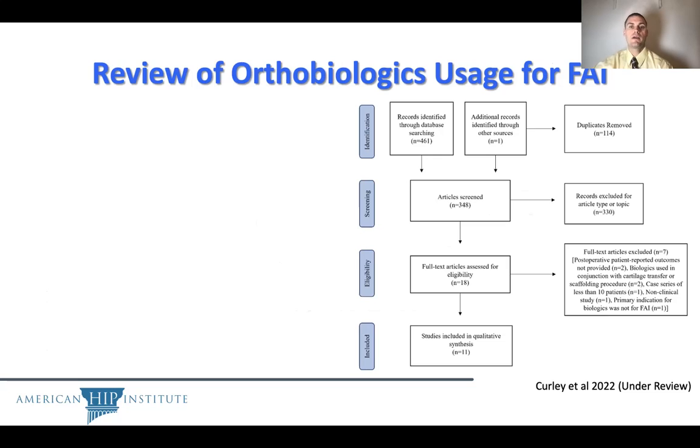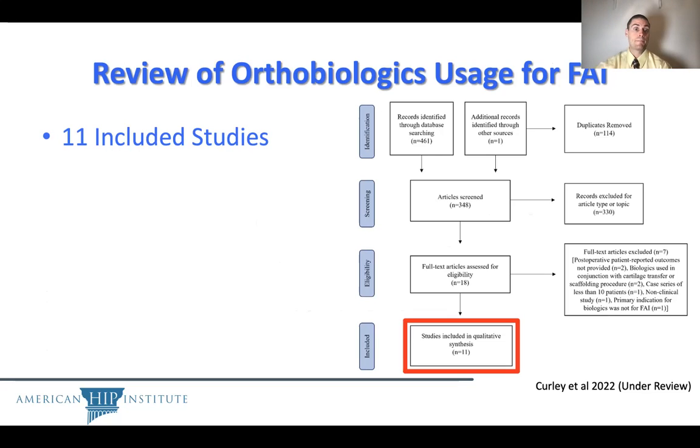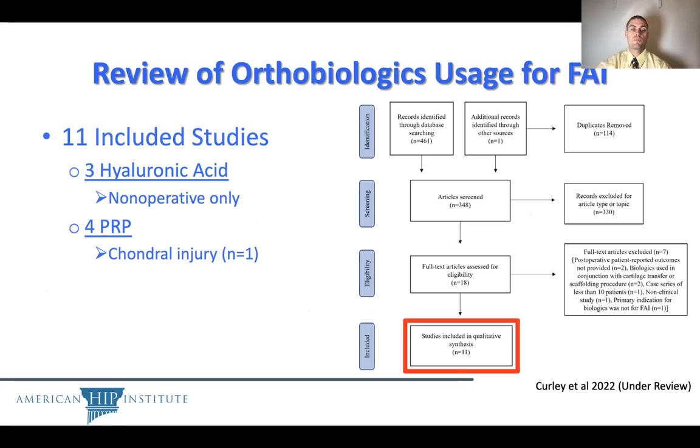When we reviewed orthobiologics usage in the literature for patients with the primary indication of FAI, and these are studies that use orthobiologics in isolation, so not with a cartilage scaffolding procedure or an autograft or allograft transfer, 11 studies met our inclusion criteria. 3 of these studies involved hyaluronic acid in the non-operative setting. 4 PRP studies were present, with one of these studies predominantly involving patients with chondral injuries, and there are 4 cell-based therapy studies, with 3 of these studies involving patients predominantly with chondral injuries.